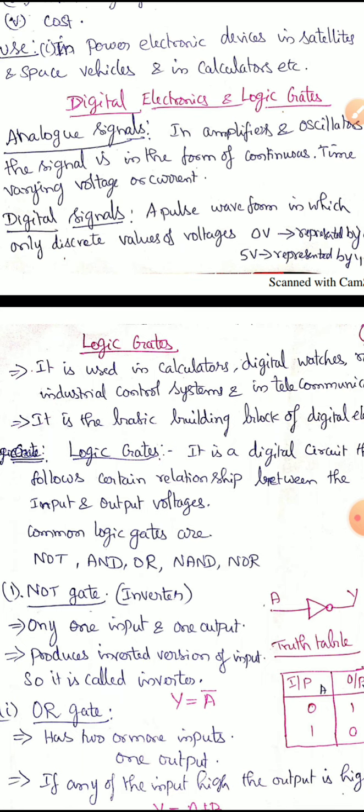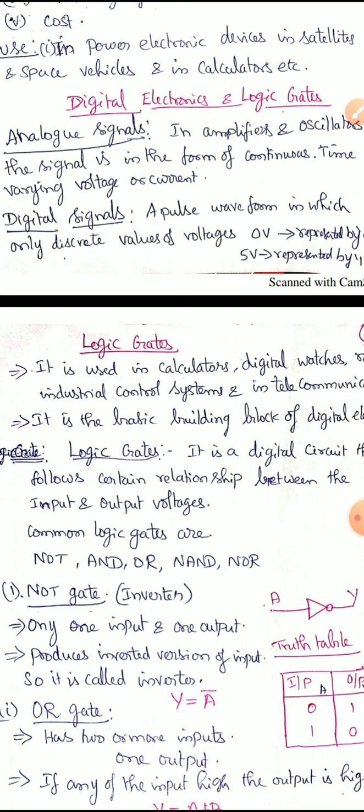It is called digital signals. Using these digital signals, we have circuit connections, that is, logic gates. We are using circuits of logic gates. Logic gates are the basic building block of digital electronics.